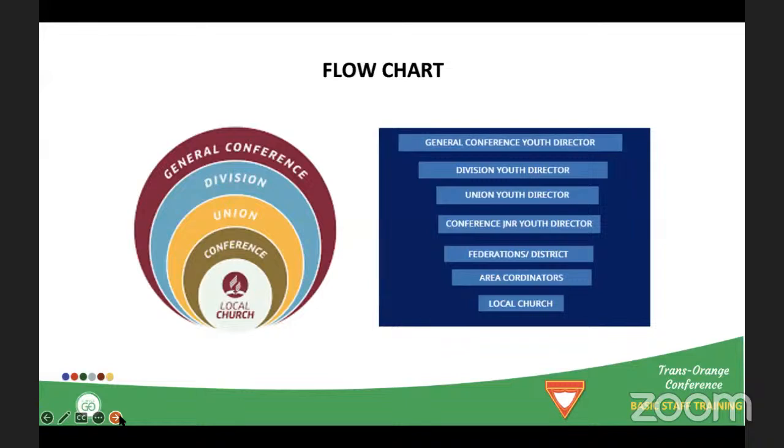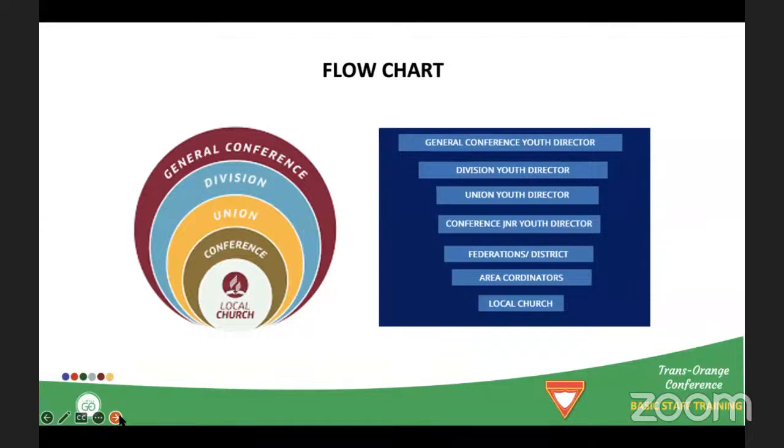Okay. In understanding the flow chart, I also want us to understand the structures of the church in the youth ministry. We have the General Conference youth director, the division youth director, and our union youth director. Our division is SID, maybe for those who may not know. Our union is SAU. And then we have our conference junior youth director. That is our Trans Orange conference.